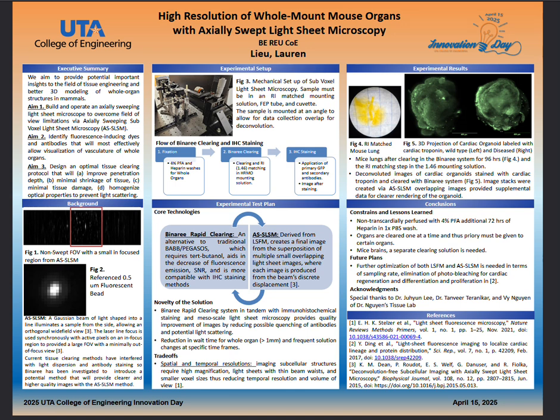And if we move to experimental results, we have figure 4 that illustrates the clearing and mounting solution quality with a bit of autofluorescence, which is the yellowing that you see. And then figure 5 is some deconvolved rendered images of cardiac organoids that were cleared with binary. And we have a disease and wild type.